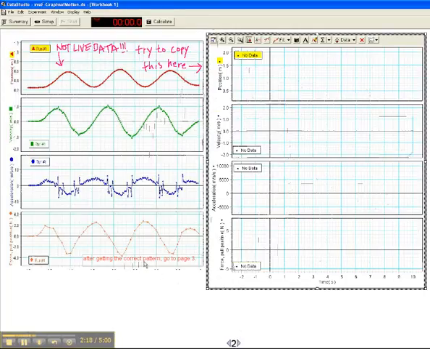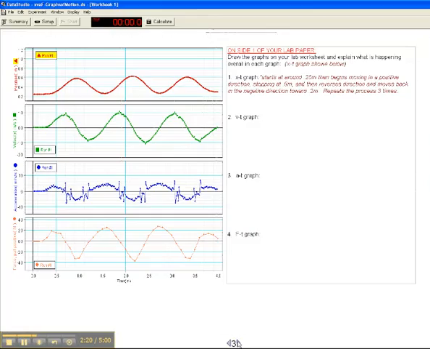So when you're done with that and you have the correct pattern, go to page 3. On page 3 it says on side 1 of your lab paper, draw the graphs on your lab worksheet, which should look something like that, and explain what is happening overall in each graph. For example, in the xt graph, which is this one up here, it starts out at around 0.25 meters and then begins moving in a positive direction, stops at about 0.6 meters and then reverses direction and moves back in the negative direction toward 0.2 meters, and repeats the process 2 more times for a total of 3 times.